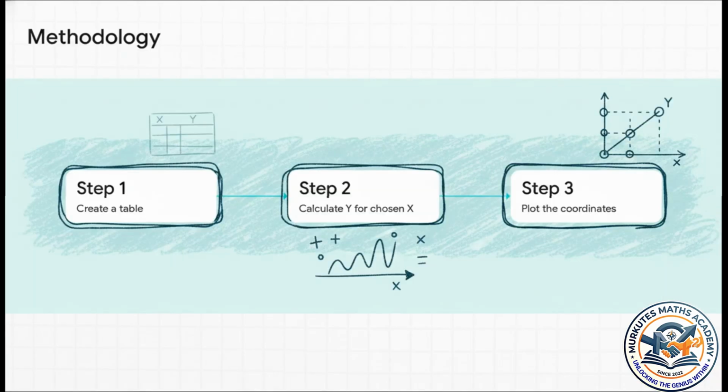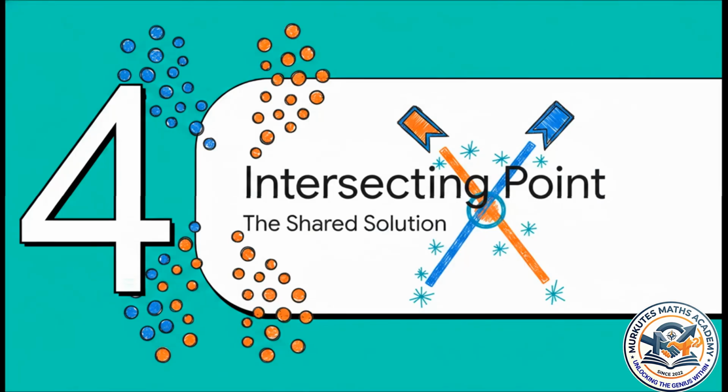Let's briefly pause here and review the exact methodology we just used, just to make sure we've got a rock-solid foundation for any problem you might face. Step 1, create a table. Step 2, select simple values for x and calculate the corresponding y. Step 3, bundle those into coordinates to plot on the graph. It's a clean, totally repeatable system. Which brings us to Section 4, finding the intersecting point, discovering the shared solution.